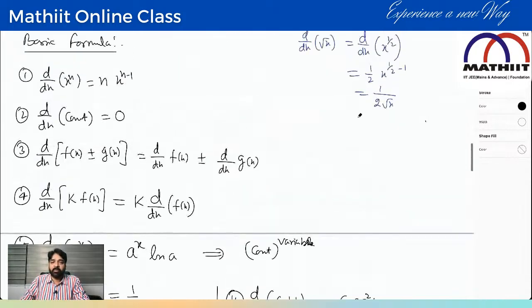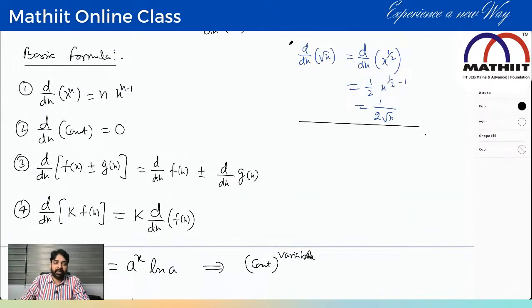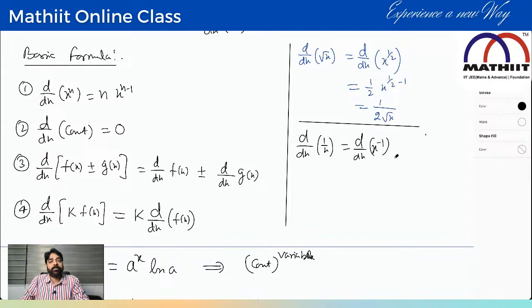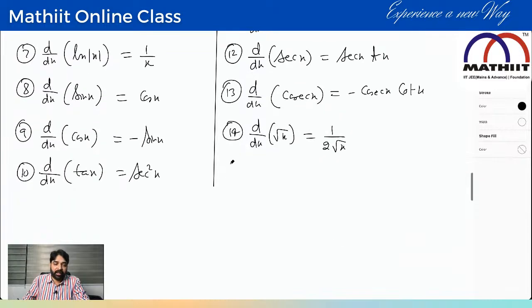Next, one more formula, not exactly standard, but we can learn it as a standard formula. d by dx of 1 by x. If anybody asks you, I can write this as d by dx of x power minus 1. So we can use the first formula, and the happy news is that the variable is x. So minus 1 will come out, into x power minus 1 minus 1, that will become x power minus 2. So this will be minus 1 by x square. So another formula, the 15th one: d by dx of 1 by x is always equal to minus 1 by x square.